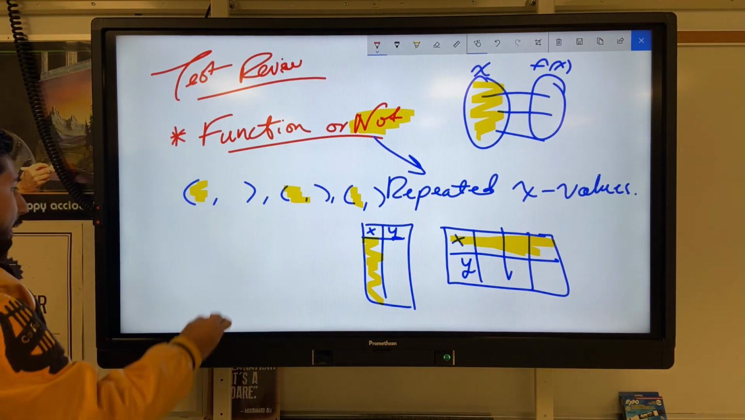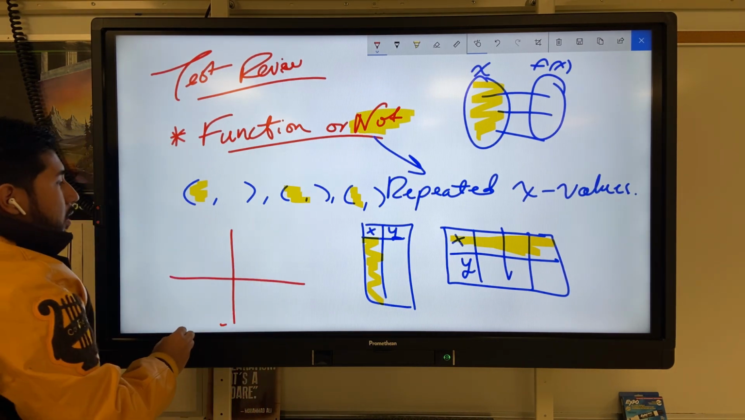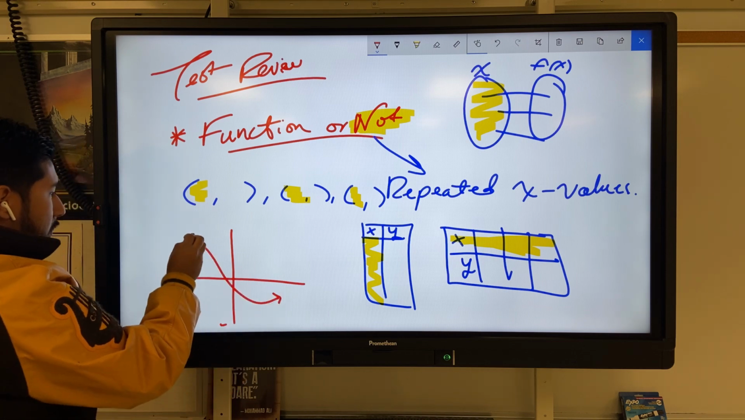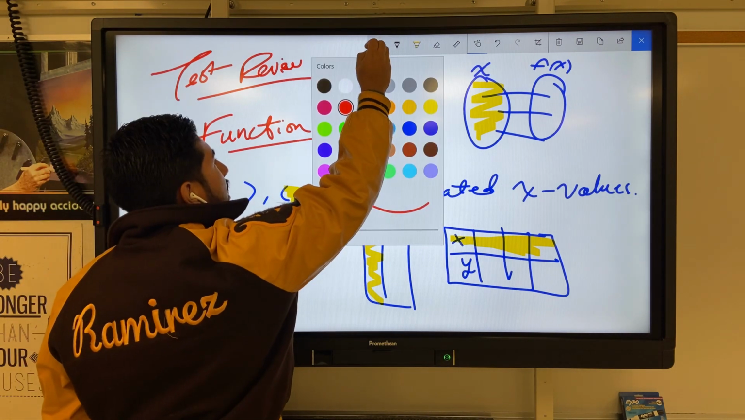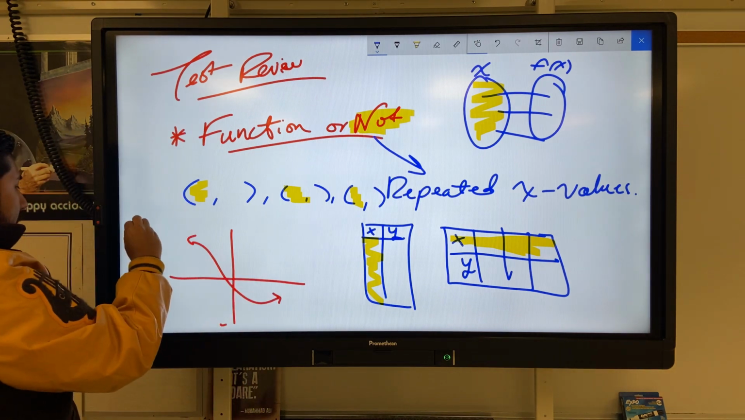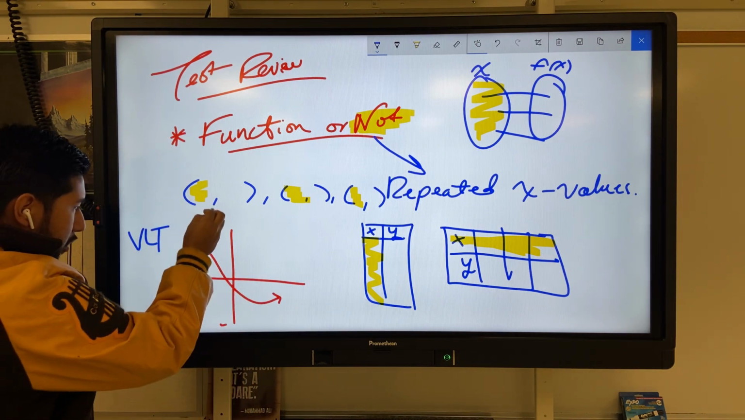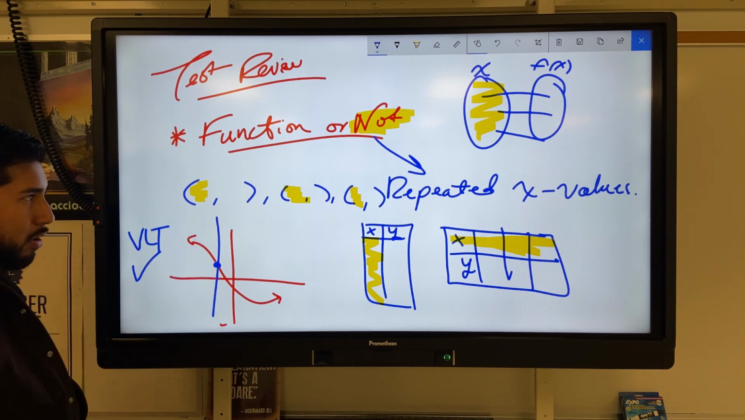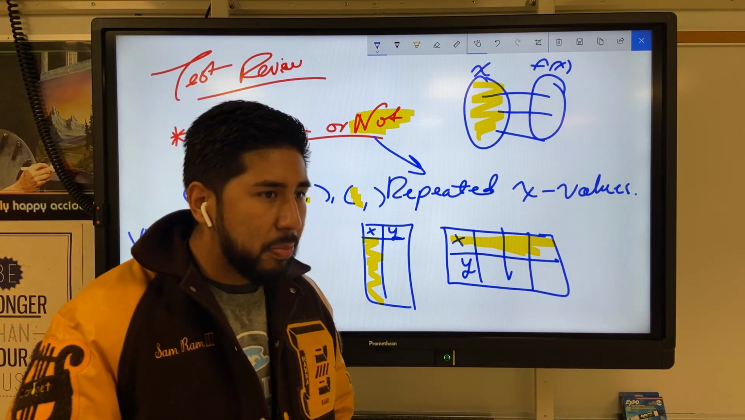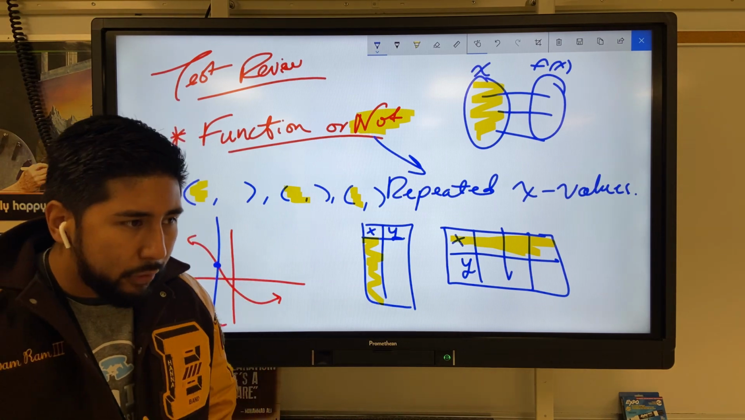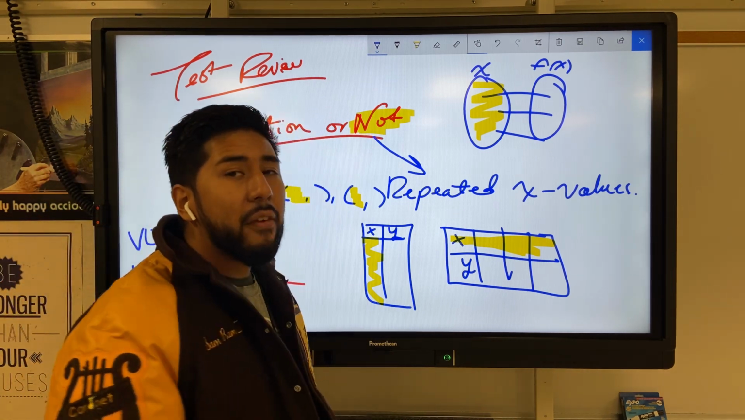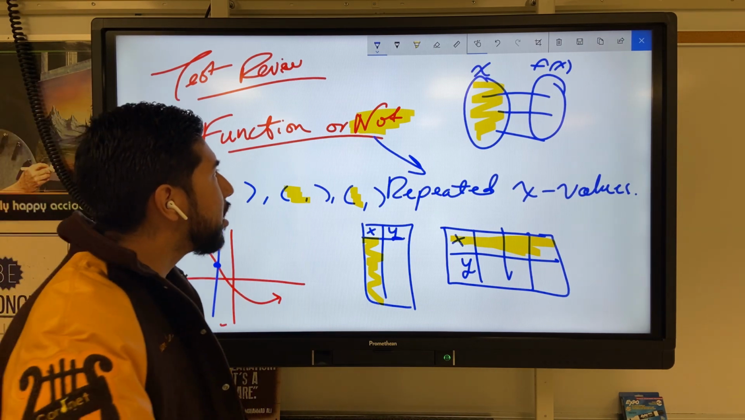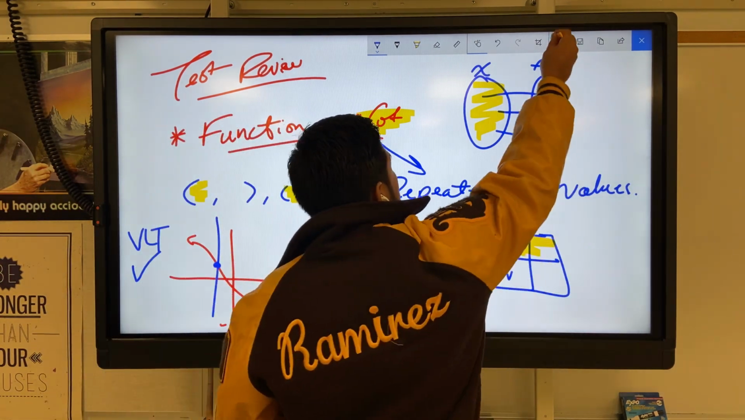If I have a graph, is this a function? I don't know. What can we do? The vertical line test. Draw a line straight through it, touches one time. This is good to go. So function or not a function is pretty straightforward. I'm not going to go over it a lot because we should already have a great idea. Of course, if you need additional help with functions or not a functions, please come to tutorials.